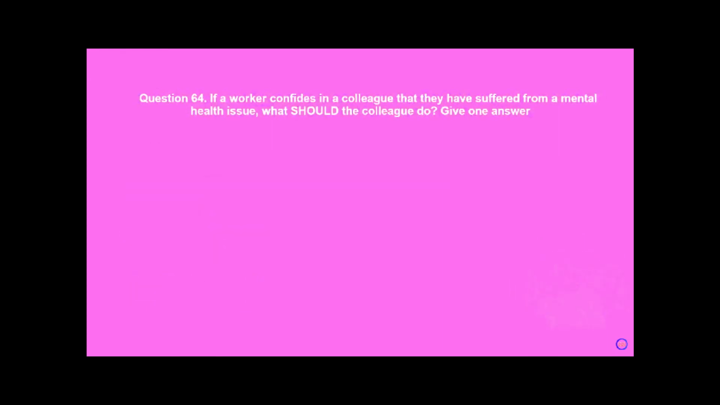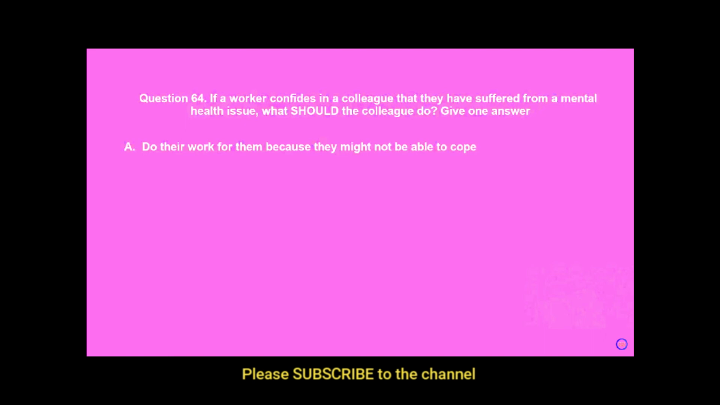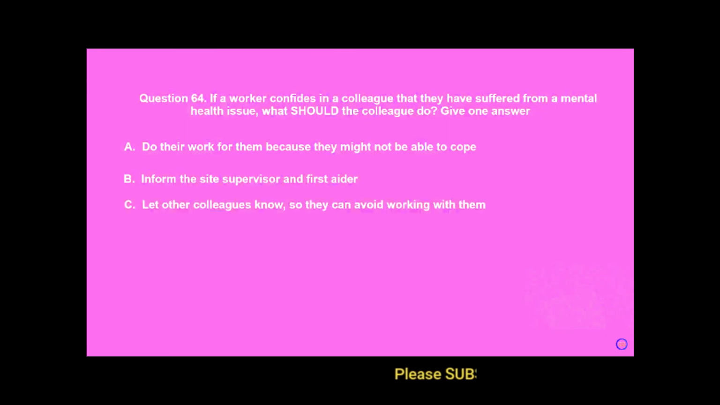Question 64. If a worker confides in a colleague that they have suffered from a mental health issue, what should the colleague do? Give one answer. A. Do their work for them because they might not be able to cope. B. Inform the site supervisor and first aider. C. Let other colleagues know, so they can avoid working with them.